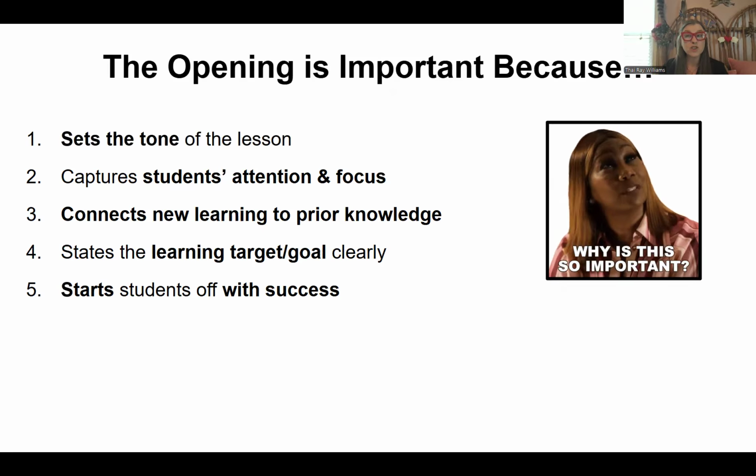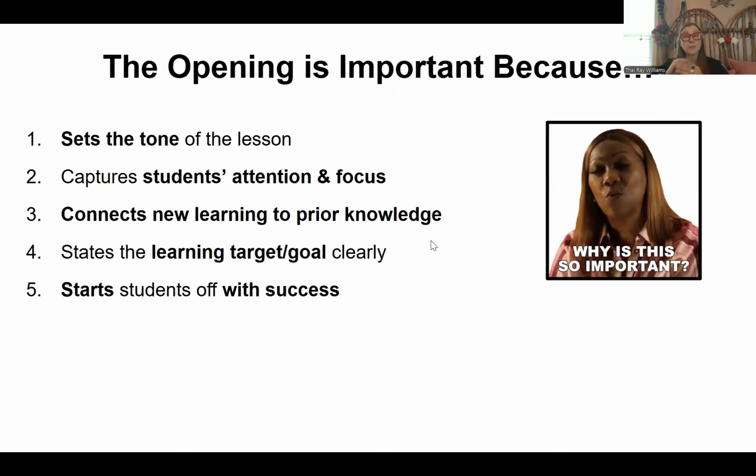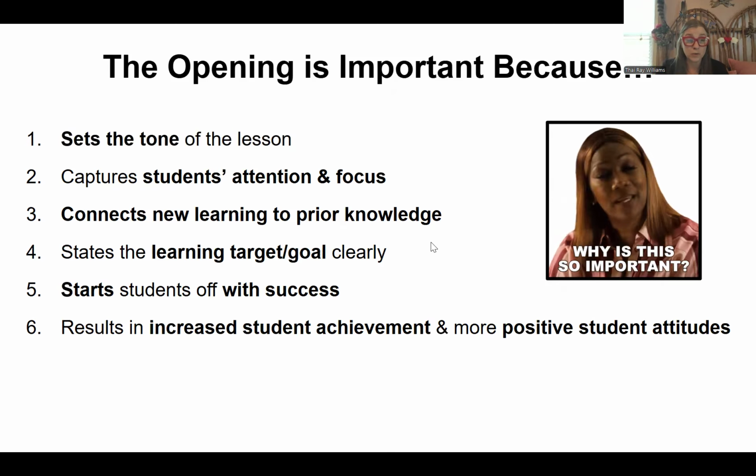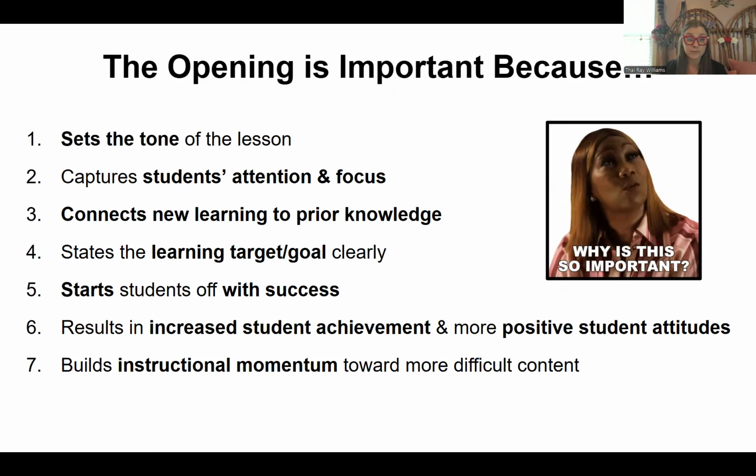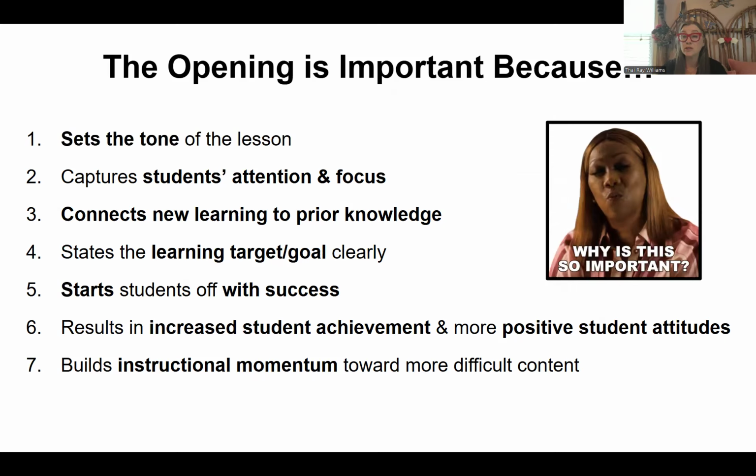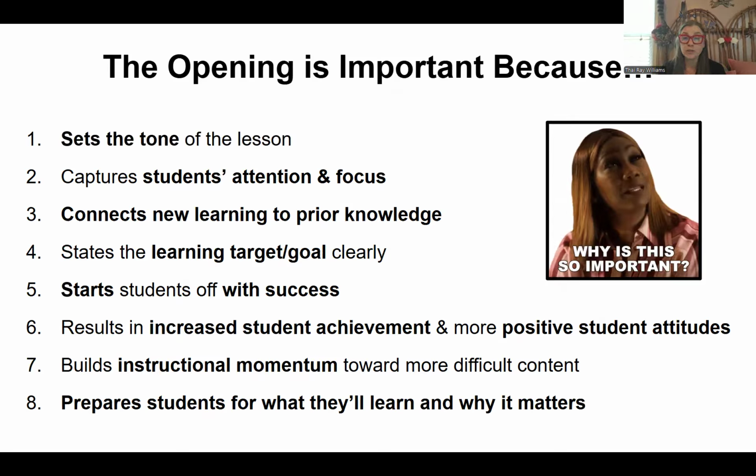We get our students to start with success, and we know once we get that ball rolling, it's just going to keep on going. When we have a good opening, a strong opening, we have better student achievement and more positive student attitudes. Again, we talked about building instructional momentum, and we want to make sure that we have that momentum going before we hit that more difficult content. When students are already successful, that learning is already in motion, and it prepares students for what they're going to learn and shares with them why it's important.